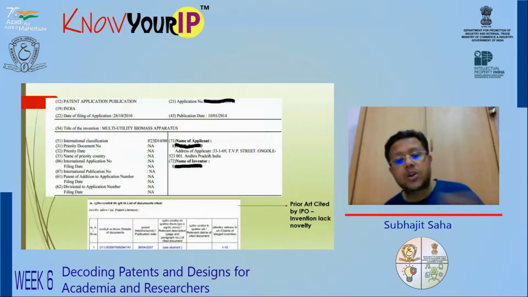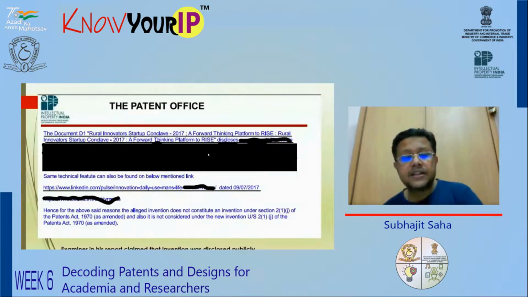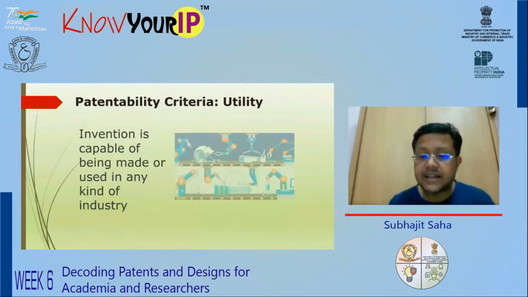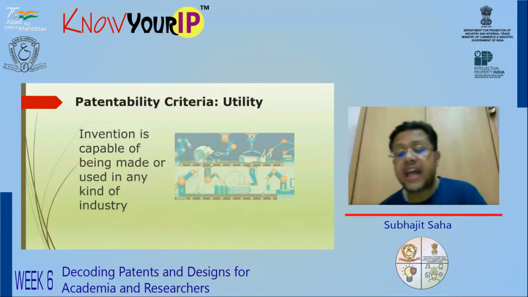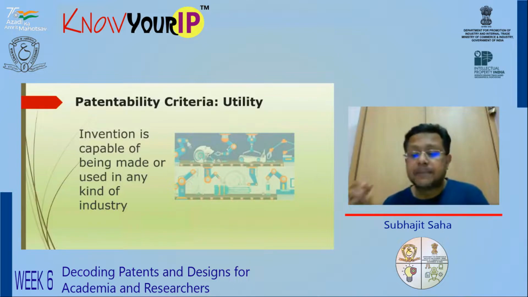So this is how a patent document looks, a publication document, a multi-utility biomass apparatus, from an Ongole guy, and then the prior art cited by IPO is like that when you get the documents. The patent office cites these documents which are as close to your invention. And then inventive step is very important. So please understand that 95% of your patents are novel. They have industrial utility, but inventive step is very much the key. So what is inventive step? It's about a person who is skilled in the art.